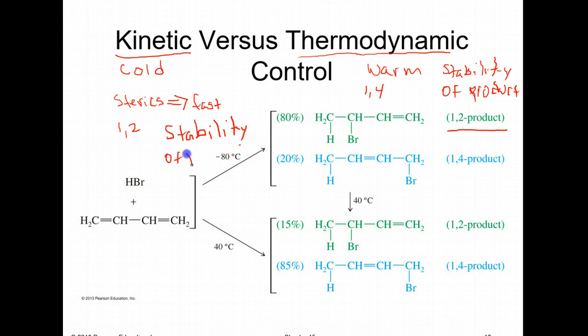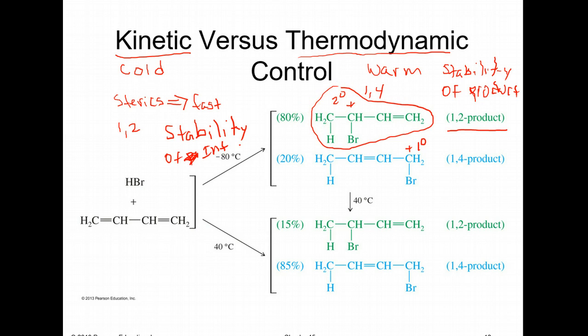Stability of intermediate. Let's see why. This intermediate will have a plus charge over here. That's a secondary carbocation. This intermediate will give me a plus charge here. That's a primary. Which intermediate is more stable? The secondary. So it leads to that product.